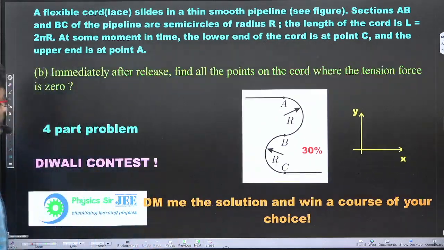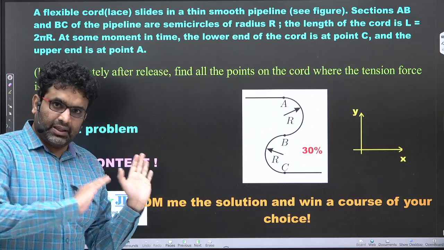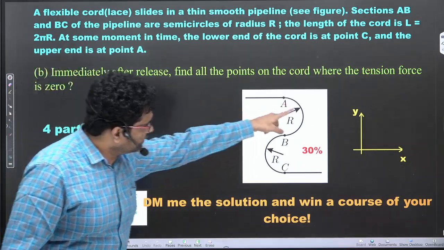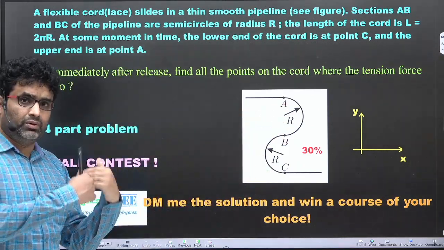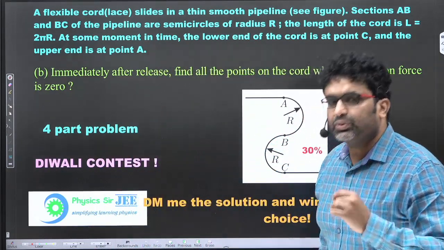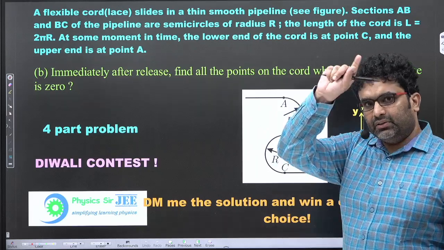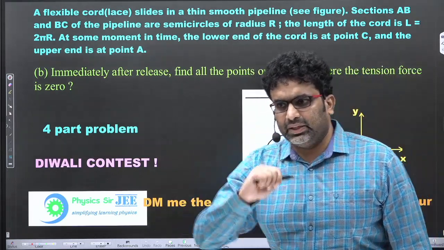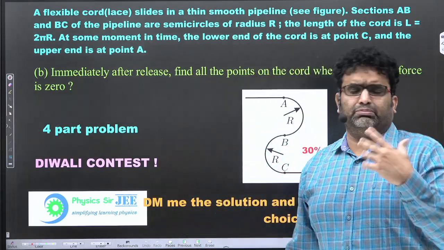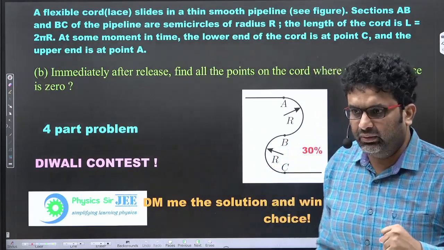Let me move ahead. The second part, again, immediately after release, the same as the first one. Immediately after release, this thing started moving. You found out the acceleration of the center of mass of the system. Now what you are supposed to find is, the thread will have tension, right? The thread will have some tension at different points, maybe different values of tension, maybe uniform tension. I don't want to reveal. You need to find out.